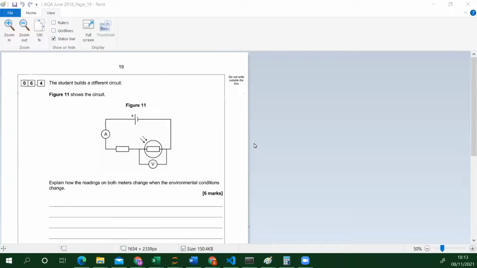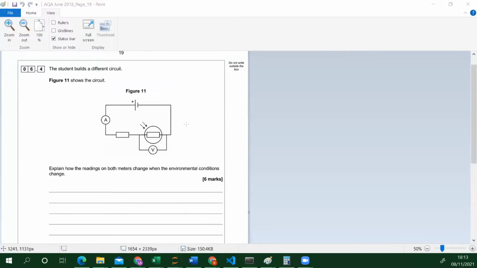Hello, welcome to the final part of AQA Physics. I'm going to answer the final question, the longer answer. Right, okay, so let's get started.